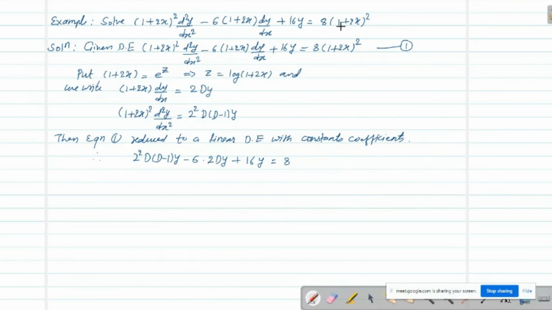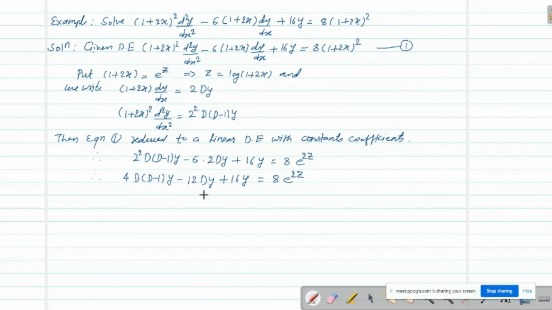8, and here for 1 plus 2x we put e raised to z, so this becomes e raised to 2z, because there is a square. Okay, e raised to 2z. Now just simplify this. So simplifying, we write 2 square into 2 square D(D minus 1) y minus 6 times 2 Dy and plus 16y, and this is equal to 8 times e raised to 2z.